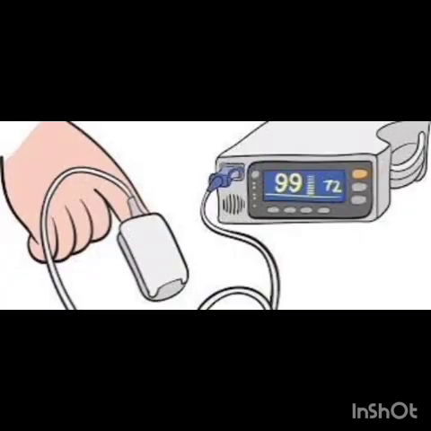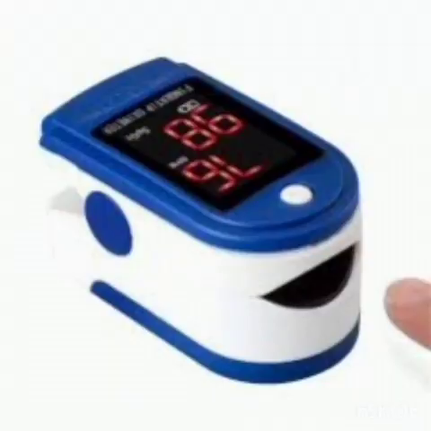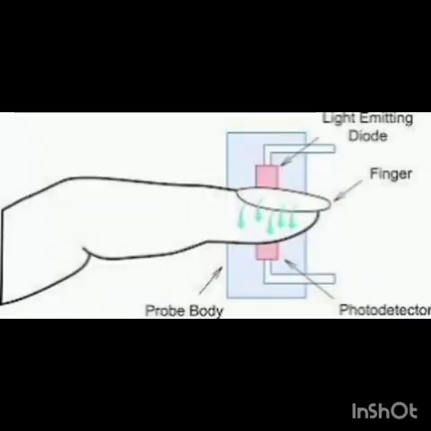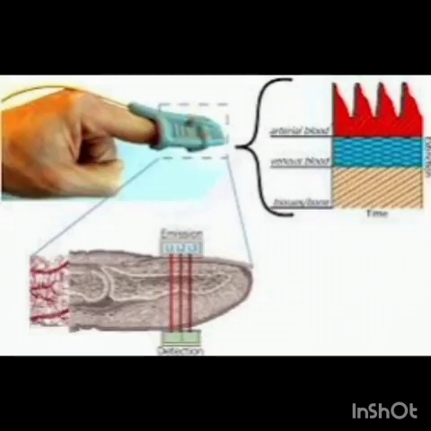Then the working of pulse oximetry: it has two light sensors working. One is red light, another one is IR light. The light source is shined through the fingertip, making the tip appear red. Then by analyzing the light source that passes through the finger, the device is able to determine the percentage of oxygen in the red blood cells.